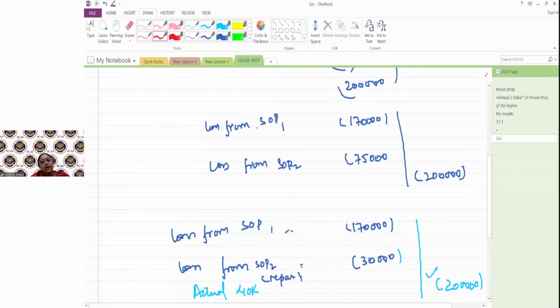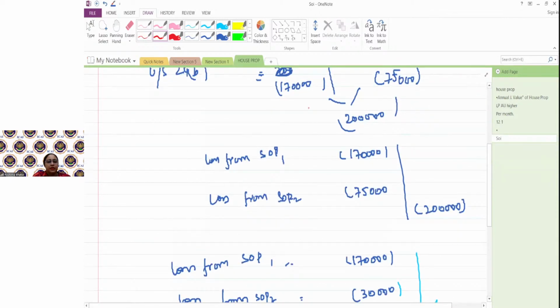So these are 3 scenarios. First scenario, I repeat it again. In the first scenario, loss from house property 1 for interest on construction was 170. Loss of house property 2 for interest on, say, acquisition. Interest on loan taken for acquisition is 75. Total interest still allowed would be 2 lakh.